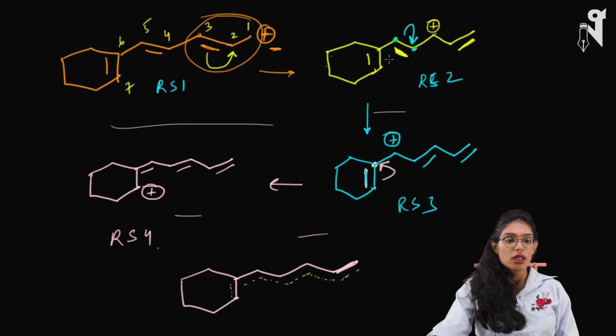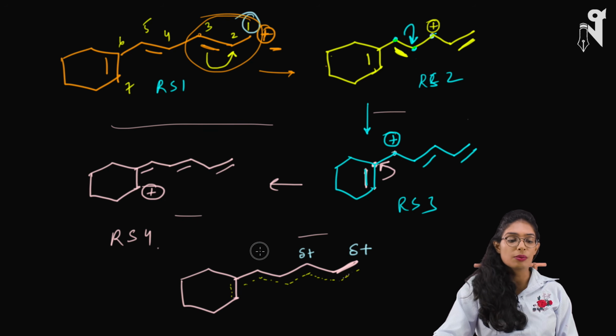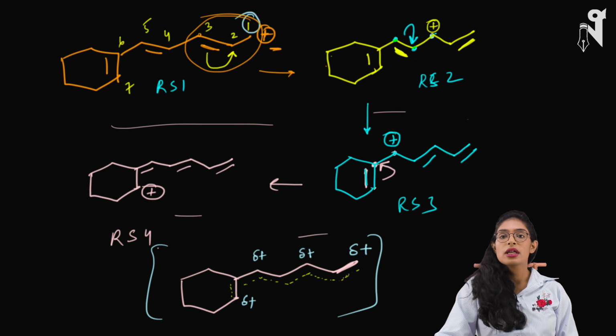So the positive charge is on the first carbon in one structure. So let's put a partial positive. Then it's on the third carbon, so let's put a partial positive over here. Then it is on the fifth carbon, so let's put a positive charge over here. And then it's on the seventh carbon, so let's put a positive charge over here. So this is my resonance hybrid. That's how exactly you have to draw and write it.